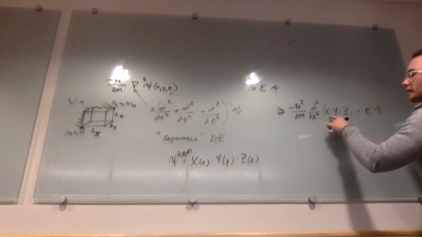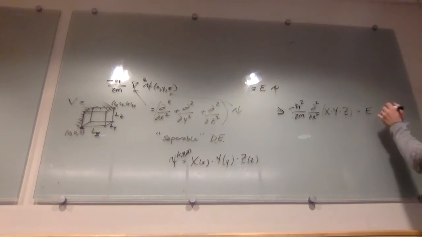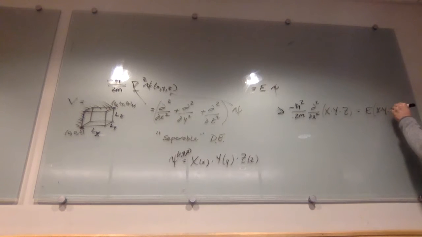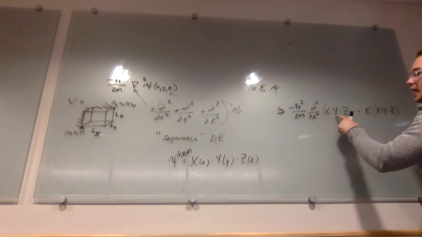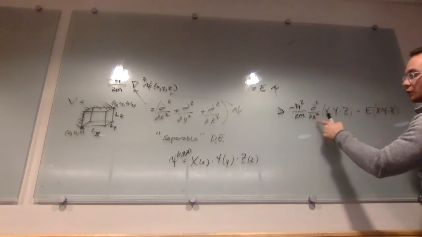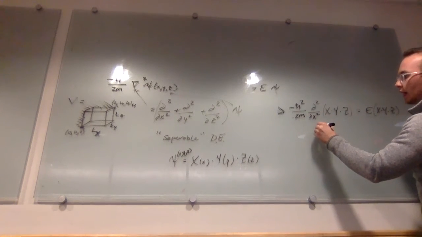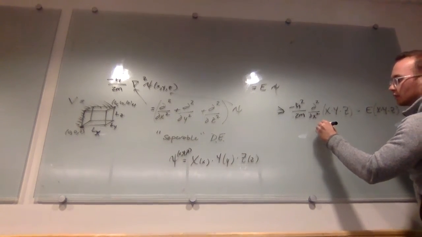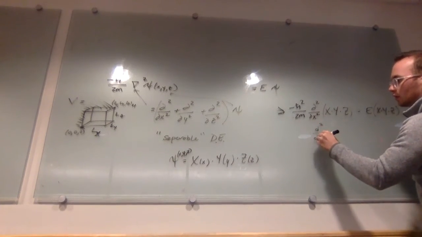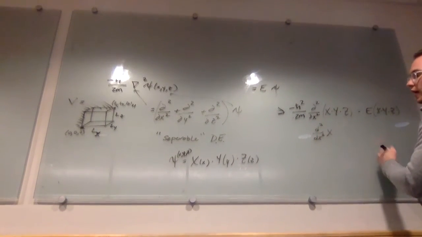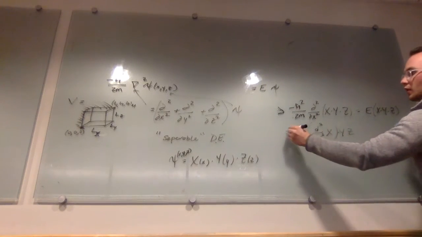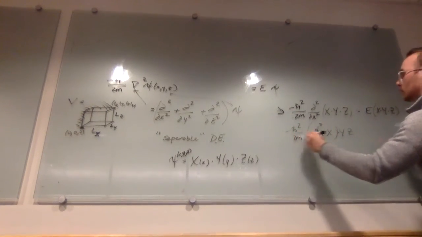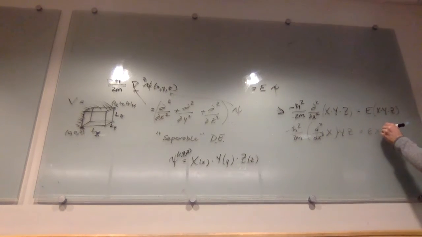That this here, because Y and Z don't depend on x at all, when I take the derivative of this with respect to x, it'll basically be this, right, times Y Z equals E X Y Z, okay?